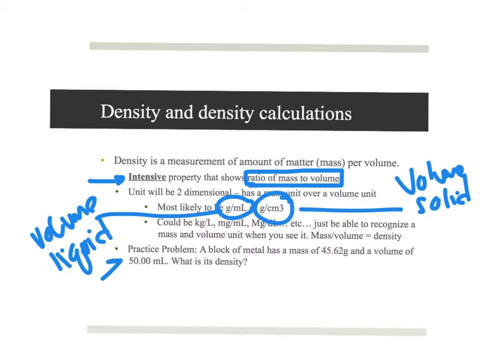So if we look further at the density relation, if we go back and look at this practice problem: a metal block has a mass of 45.62 grams and a volume of 50 milliliters. What is its density? The two pieces of information that are important here are the mass of 45.62 grams and the volume of 50 milliliters. So if we want to know the density, let's see how that plays out on the next slide.